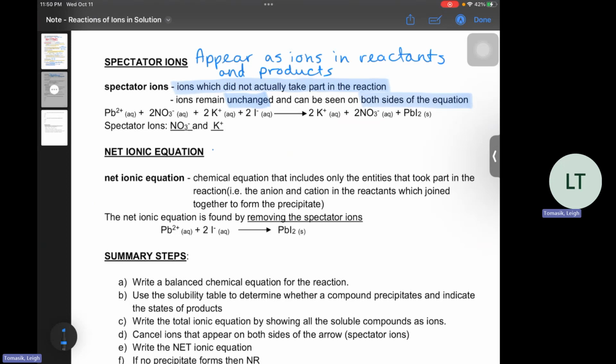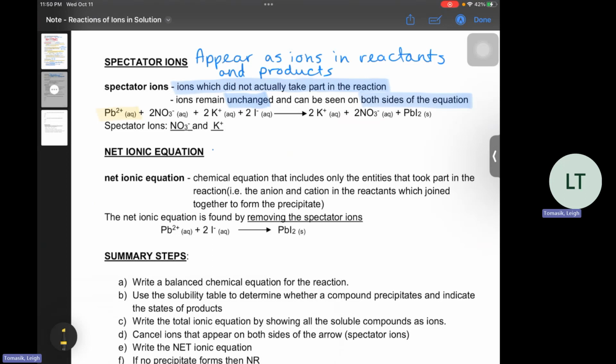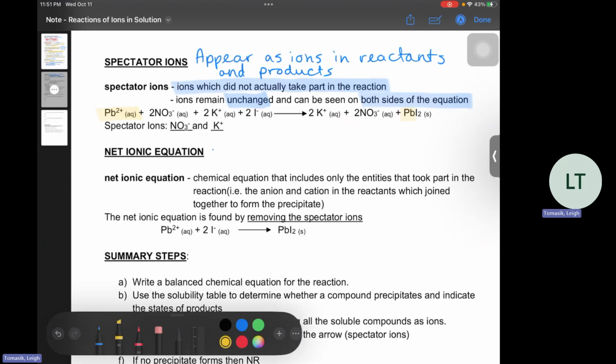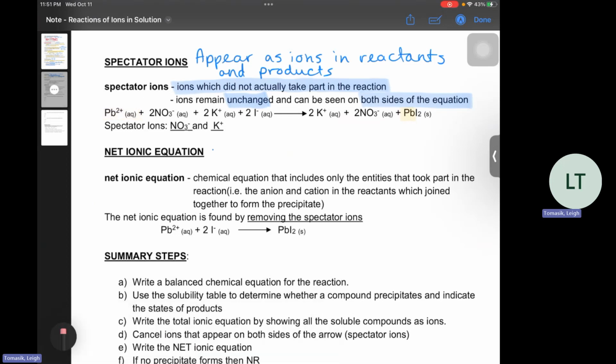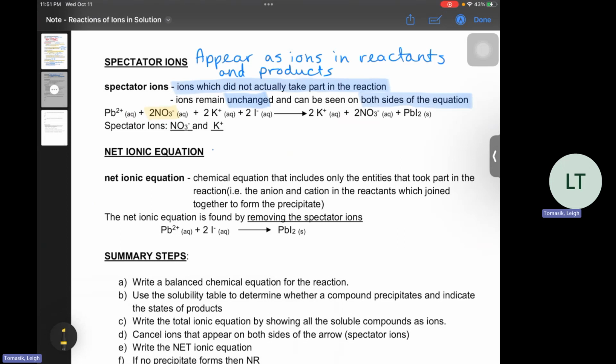So let's look at lead. Okay? So lead is Pb2 plus on the reactant side, but on the product side, it's part of the precipitate. These two things are not the same. Okay? So lead is not a spectator ion. Then let's look at NO3. NO3 on the reactant side is an ion, and on the product side is also an ion. So it becomes a spectator ion.